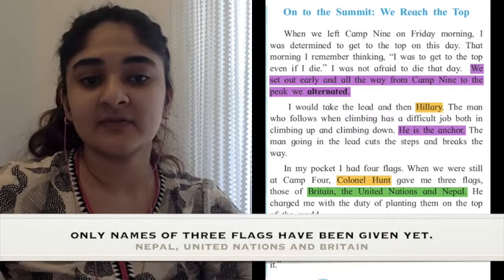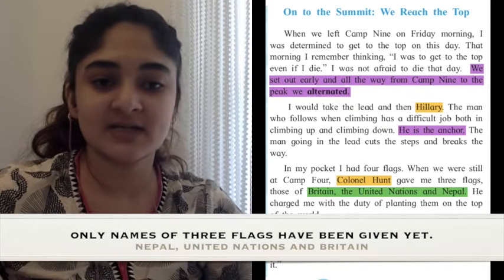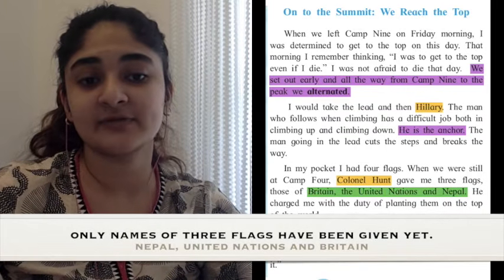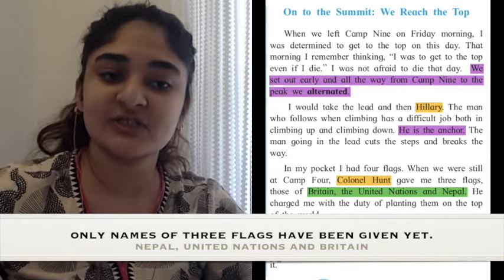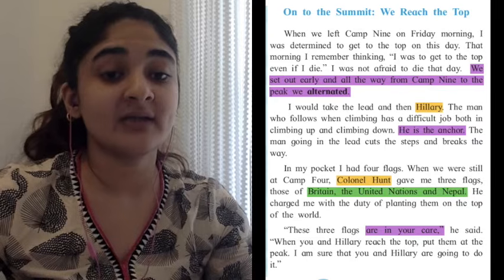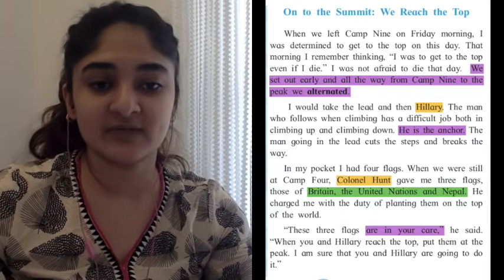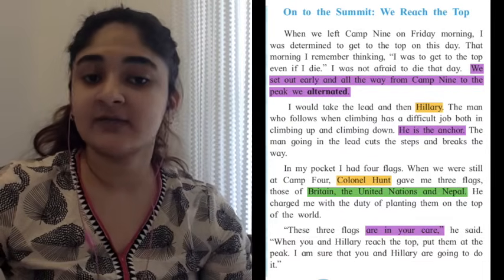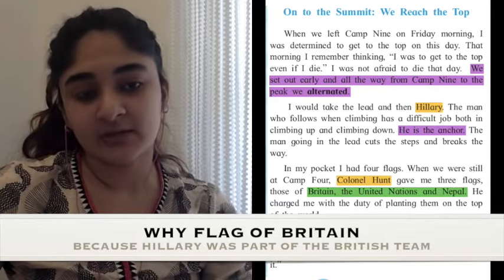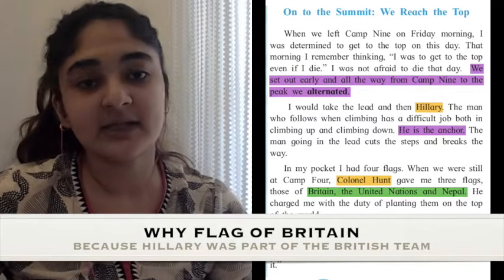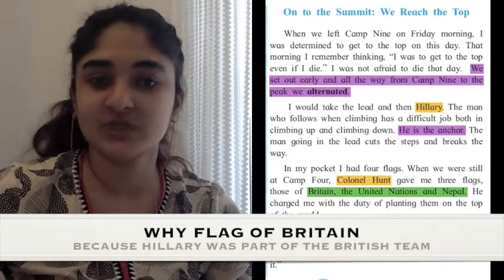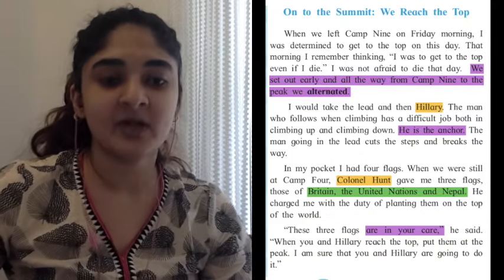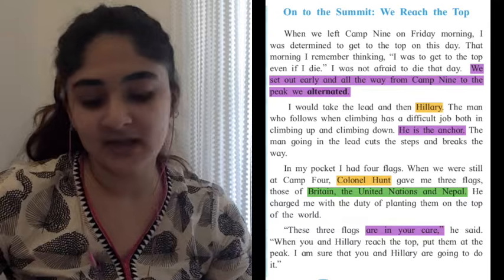In this paragraph, the names of 3 flags are given. That is, one flag was of the country of Britain, one was of the United Nations, and one was of Nepal. And the author says that these flags were given to him by Colonel Hunt. The flag of Britain was planted because Hillary, the person talked about in the story, was part of the British mountaineering expedition. अब उसकी टीम का एक फ्लैग ऊपर लगेगा.